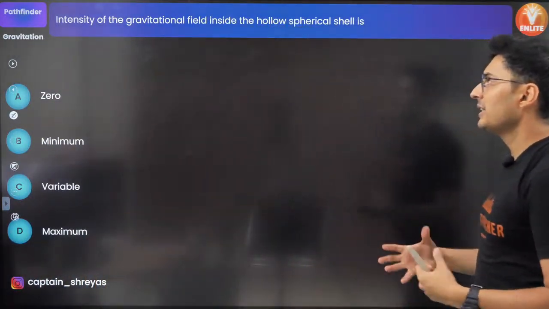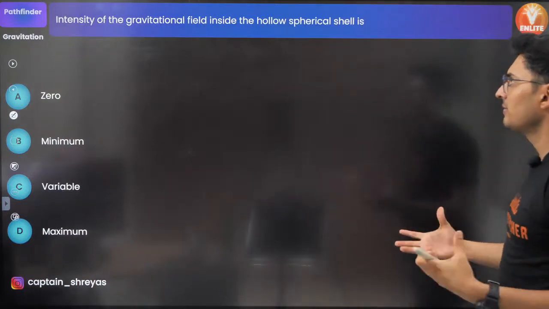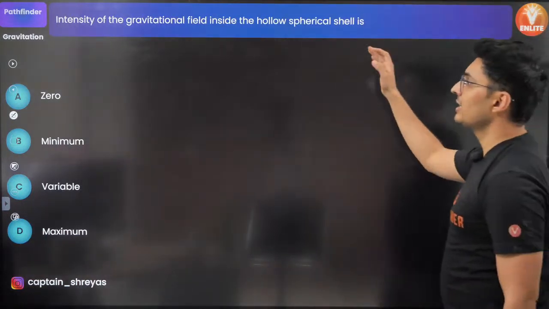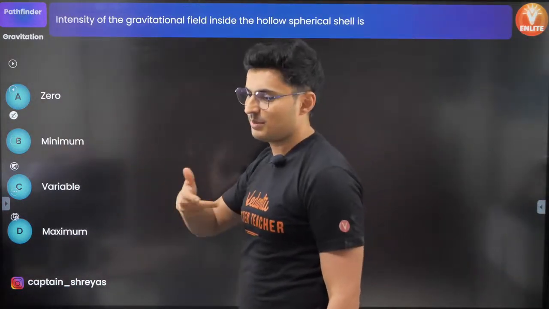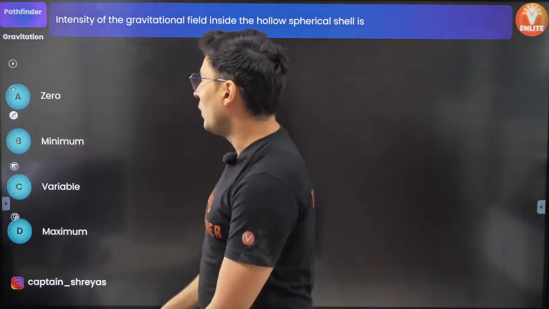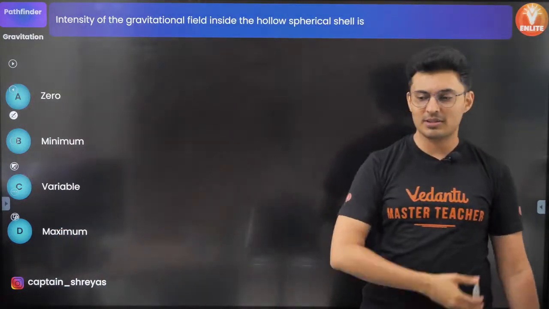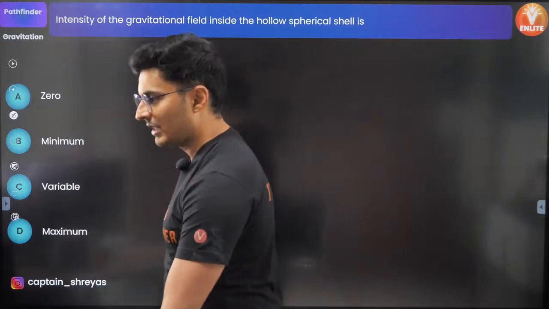First, the intensity of the field, meaning the field itself, inside a hollow spherical shell is: 0, minimum, variable, maximum. Come on, this is an easy one. I want all the answers to be spammed in the chat box right away. Come on guys, start spamming.